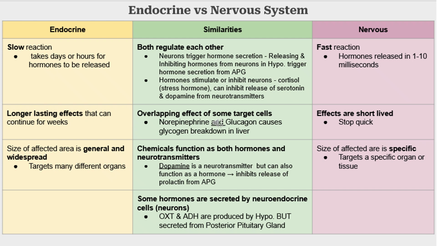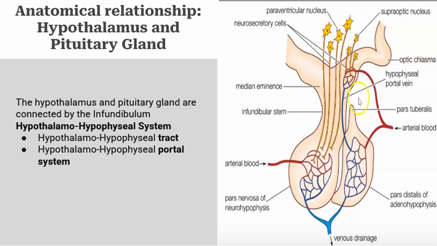Oxytocin and antidiuretic hormone are produced by the hypothalamus, but they will be secreted from the posterior pituitary gland. The hypothalamus and the pituitary gland are connected by the infundibulum. The infundibulum acts as a pathway for axons in the hypothalamus that carry oxytocin and antidiuretic hormone from the hypothalamus to the posterior pituitary gland.